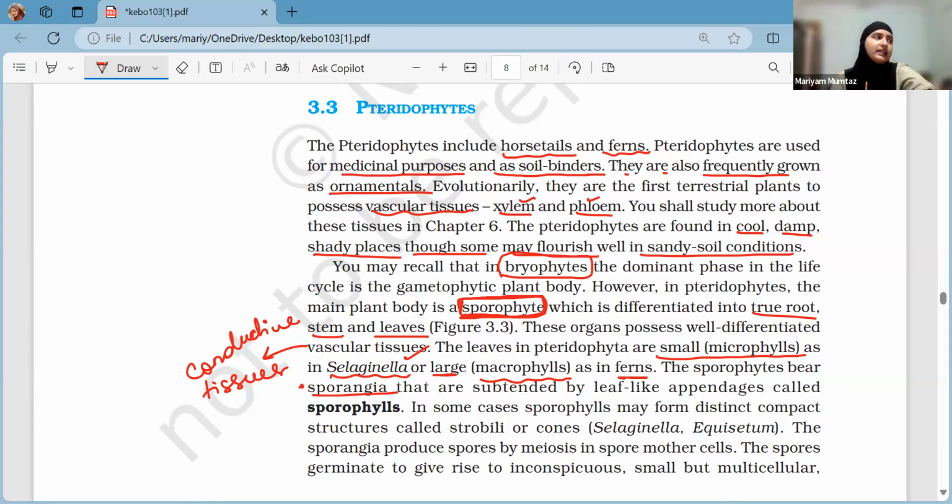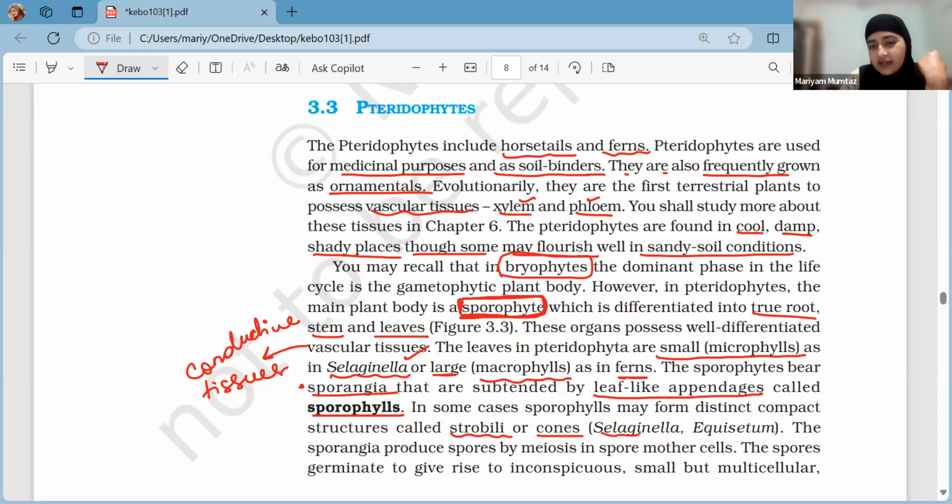The main plant body, that is sporophytic, it bears sporangia that are subtended by leaf-like appendages called sporophylls. See, again, phylls means the leaves. Now, the sporangia-bearing leaves would be sporophylls. Okay, just like how the small leaves were microphylls. So, the leaves that would have spores present on it or sporangia present on it, they will be what? Sporophylls. Clear?